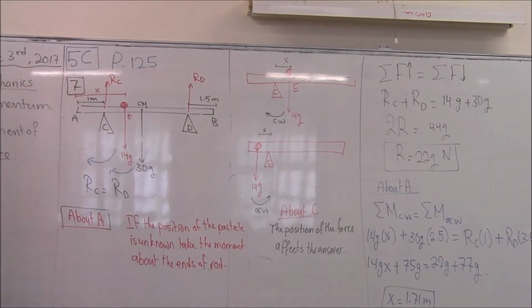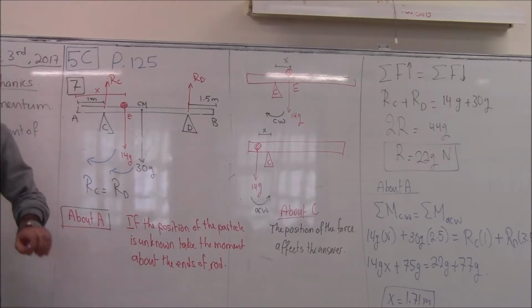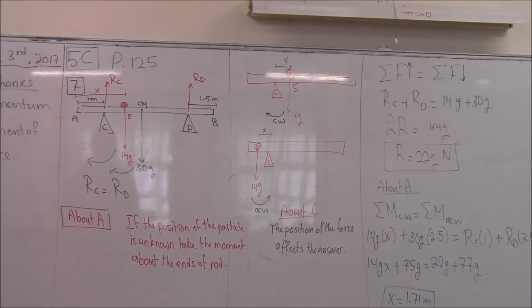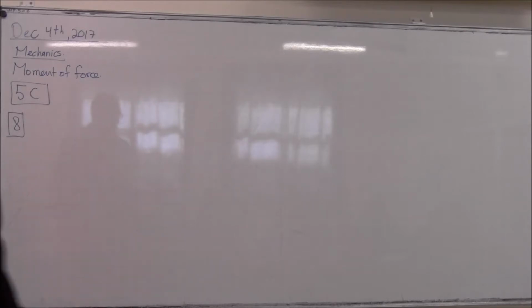Okay guys? Always be careful. We will regularly have a question like this in the past papers. Always, if the position of the force is unknown, take one of the ends as what? As a pivot. Okay? Easy. Okay guys, pay attention please.